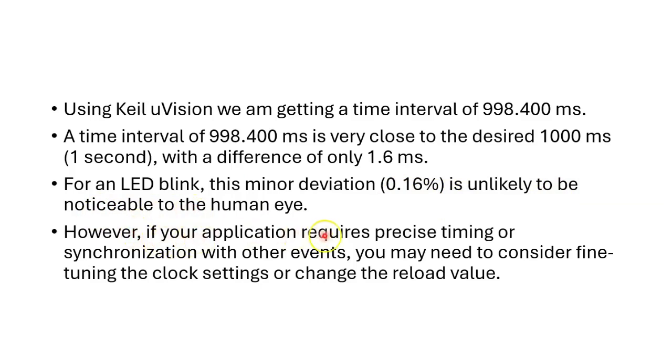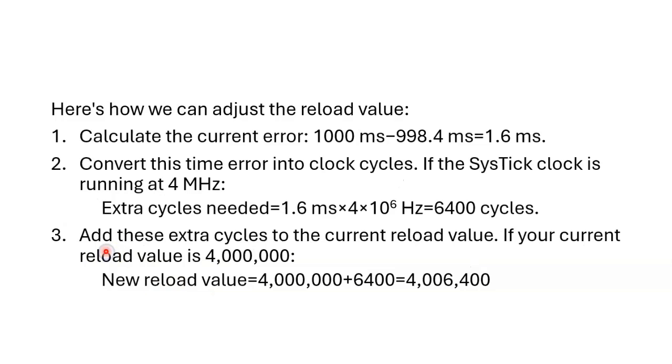However, if your application requires precise timing or synchronization with other events, you may need to consider fine-tuning the clock settings or change the reload value. So here is how we can adjust the reload value. First, you calculate the current error. So we have 1000 milliseconds or 1 second minus 998.4 milliseconds. That gives us 1.6 milliseconds.